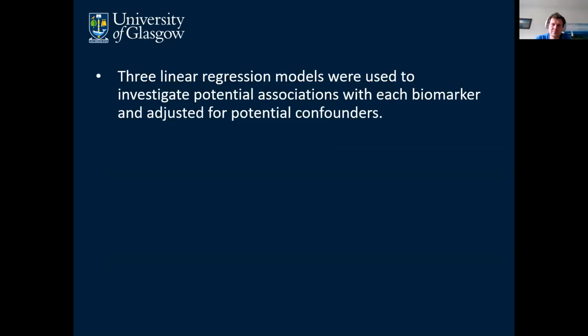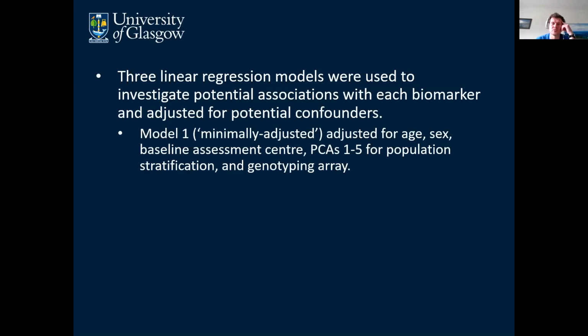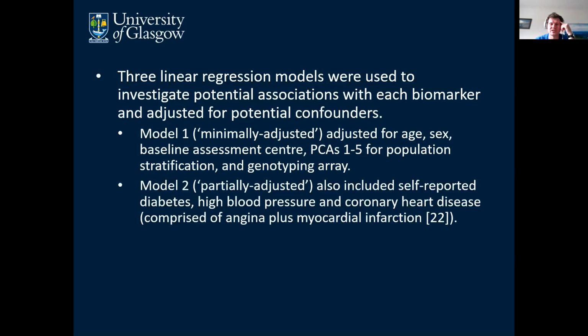So we ran ApoE genotype versus each of these biomarkers and adjusted for what we consider to be important confounders. So the minimally adjusted model accounted for age, sex, and baseline assessment centres. There were 22 centres across the UK which provided UK Biobank data, the vast majority of which is in England. We used 5 principal components for population stratification, and again, genotype array.